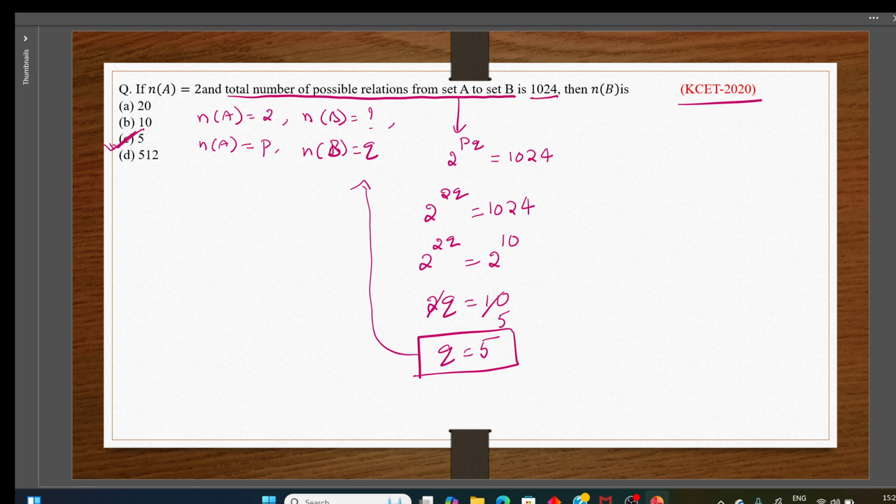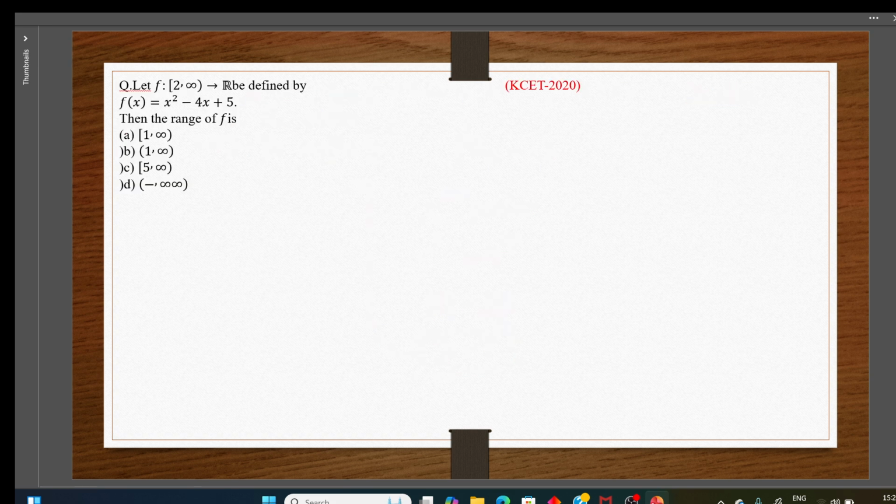Clear? Now, next question. Let f from the closed interval 2 to infinity to the real numbers be defined by f of x equals x square minus 4x plus 5. Then find the range of the function. Range of the function means, let us consider this function as y equals x square minus 4x plus 5.